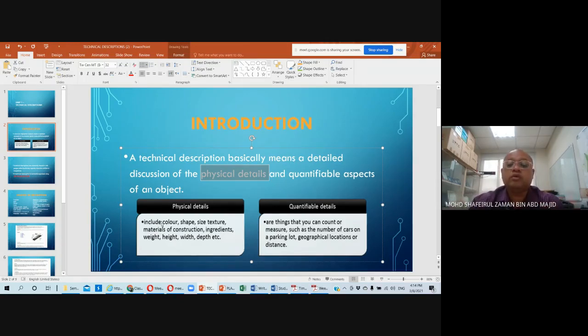And also you're going to look at the quantifiable aspects of the object or product. Quantifiable meaning that you can count or you can measure. For example, you're going to describe a huge or large machine. So that is going to be one machine. That is about technical description in general.